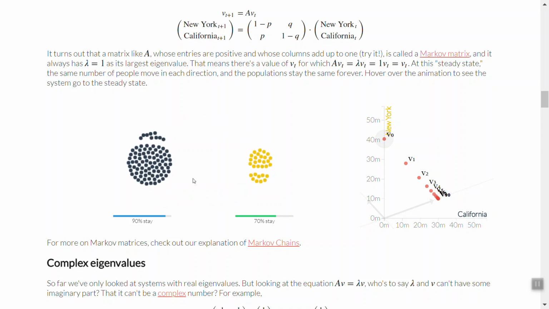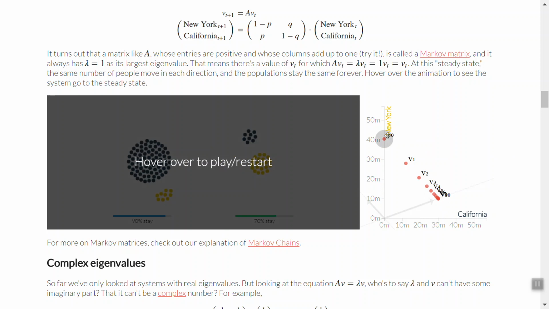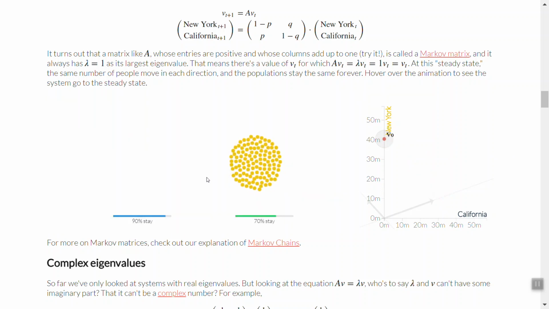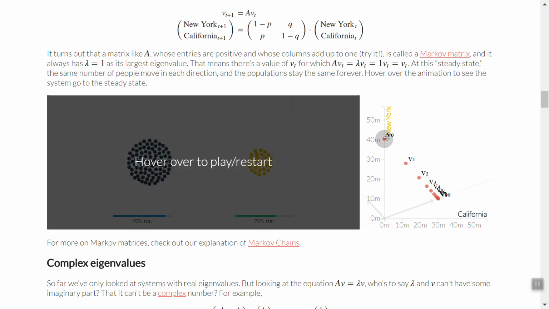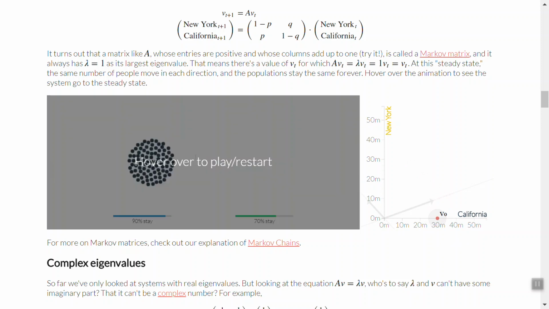And so even though in the beginning we started off with everyone in New York, after running a few iterations, it steadies out, okay? So the numbers leaving are not equal to the numbers coming in, but we're getting closer to that, and right around here it seems like the number leaving is equal to the number coming in, right? And if I change the initial conditions so that everyone is in California, we'll see the same kind of thing.